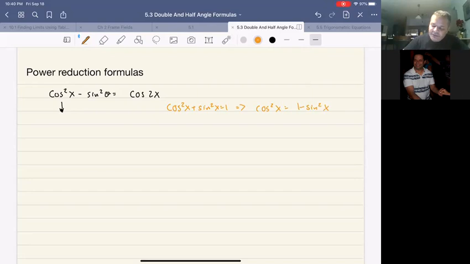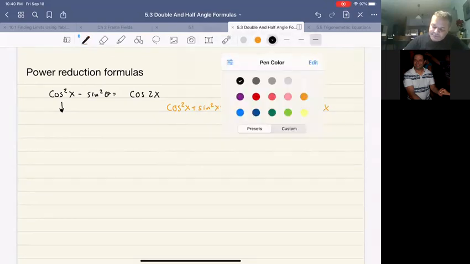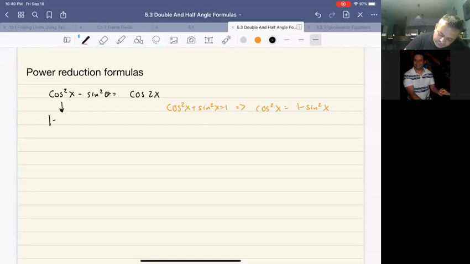So from here we get 1 minus 2 sine squared of x equals cosine 2x. We wrote an extra step in there. This was 1 minus sine squared of x minus this sine squared of x. So we get 1 minus 2 sine squared of x equals cosine 2x.